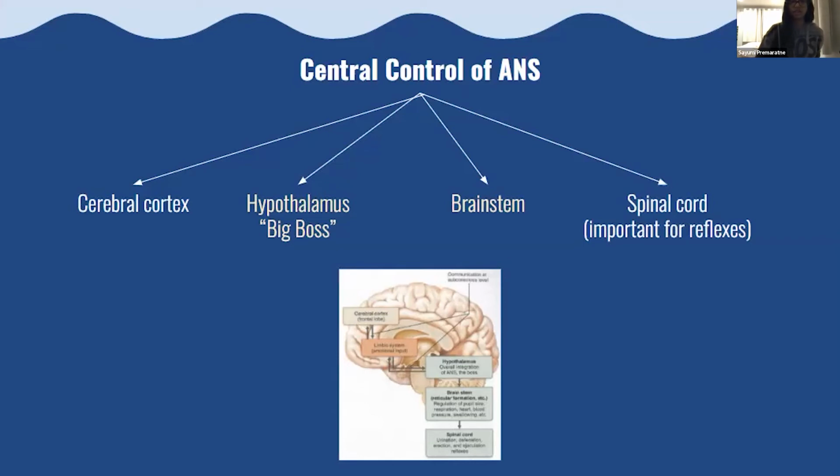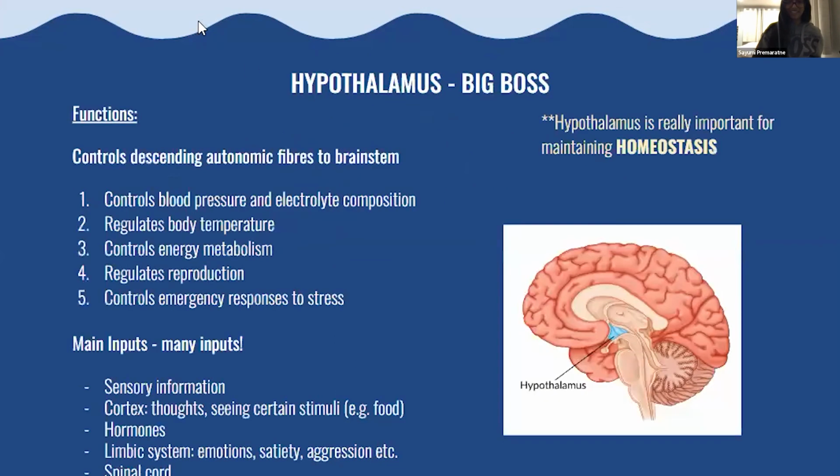And then we have the hypothalamus and the brainstem. Those are the 2 main ones that we'll talk about. The hypothalamus is the really main one. It's often referred to in the lecture as the big boss, because it controls a lot of your autonomic nervous system. With the hypothalamus, there are 5 key functions. Pretty much all of them relate to the main function of the hypothalamus, which is maintaining homeostasis.